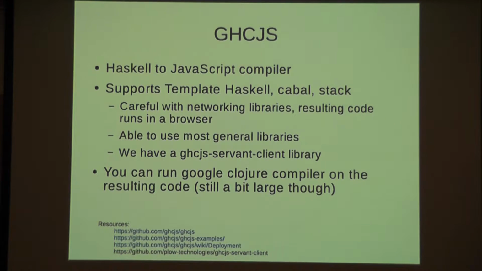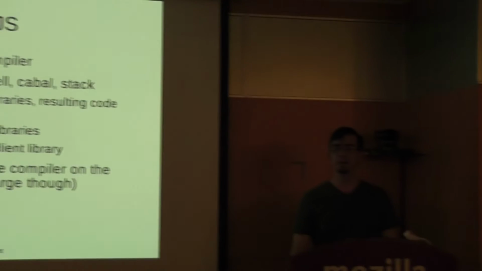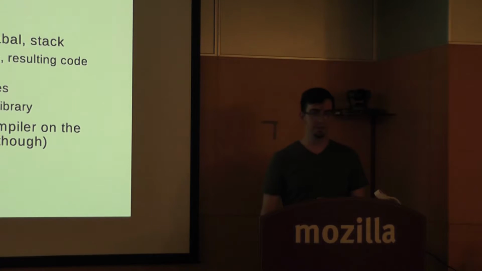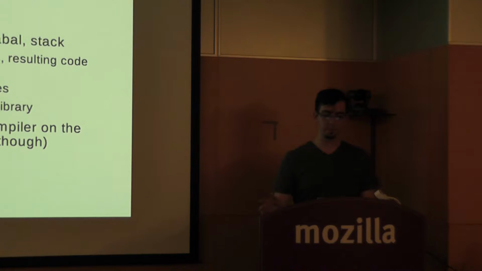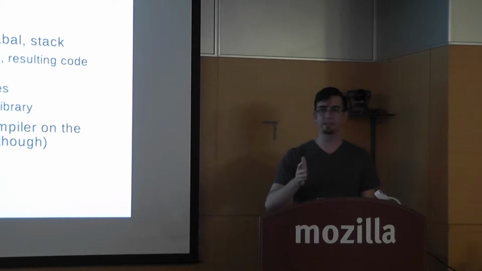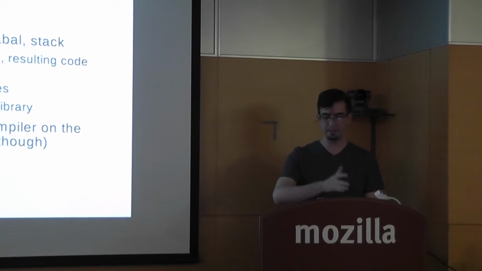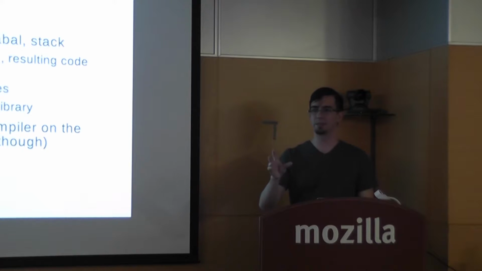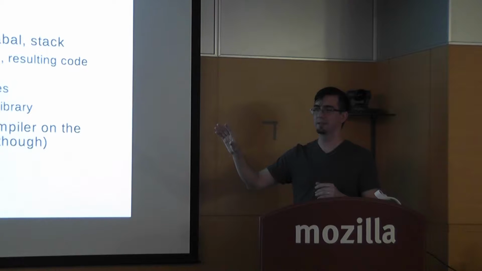We had to make a fork of servant client, so we call it GHCJS servant client. It basically helps you get around a few of the networking assumptions that servant client makes. We're only using servant client from GHCJS to communicate to our Yesod app. We're not communicating to our other servers that are using servant.